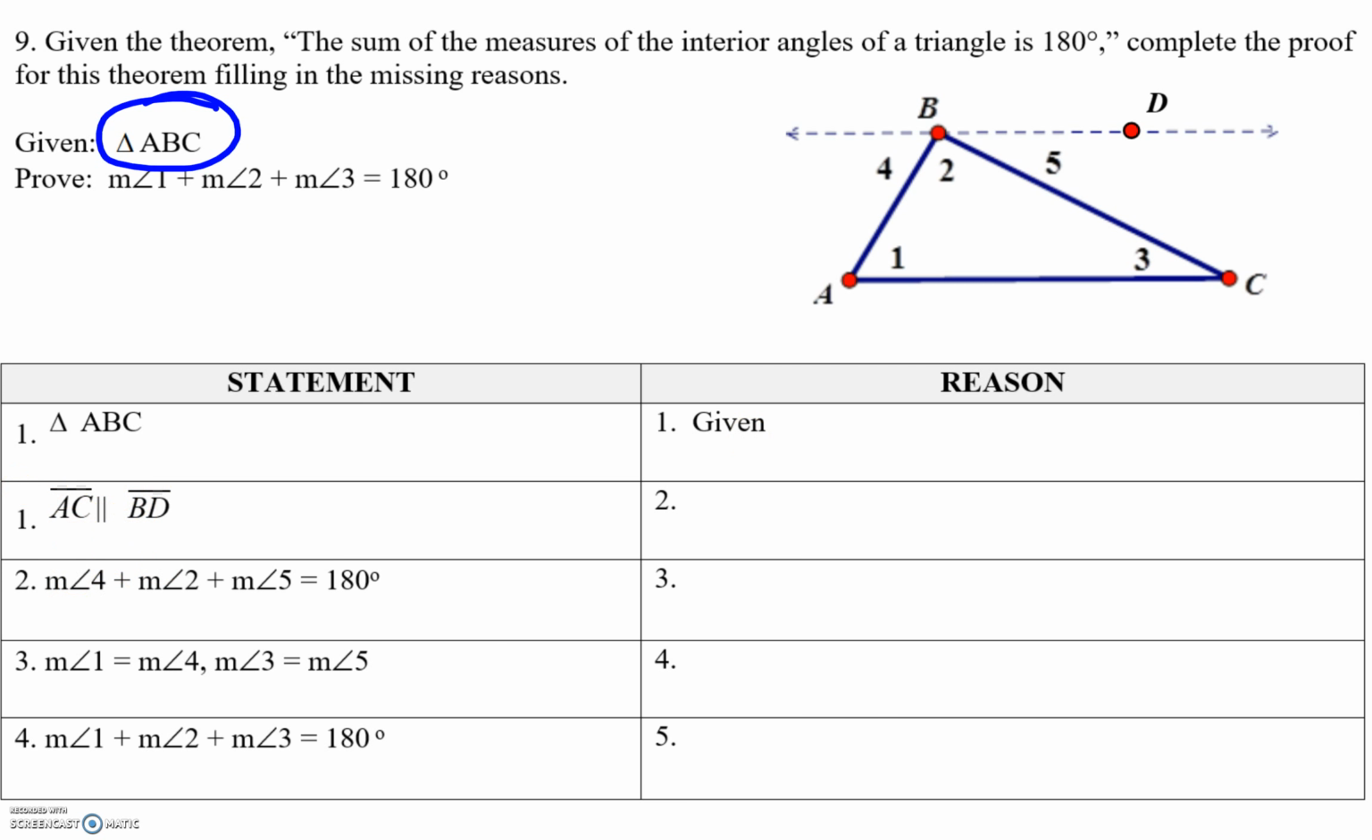The second thing that we want to come up with a reason for is AC is parallel to BD. You should notice that BD is a dotted line that we had to draw in. And when we draw in a dotted line to make it parallel to another given line, we call that an auxiliary line. And the reason why we create that is so that we could form angles that we know, such as our alternate interior.